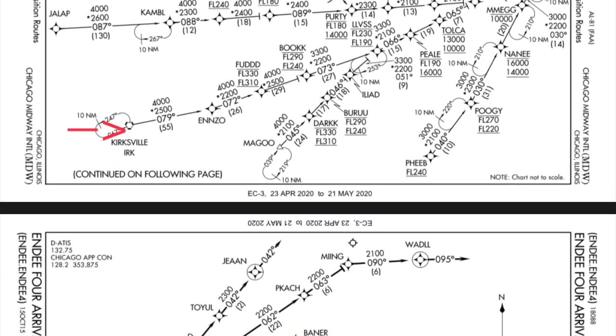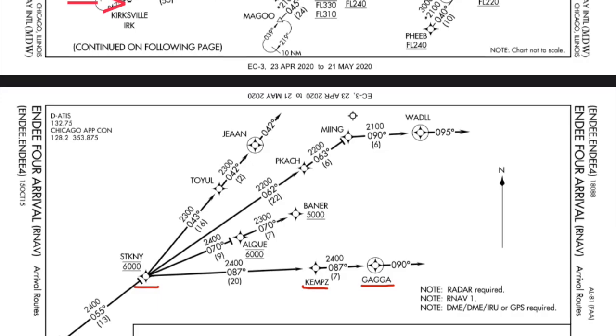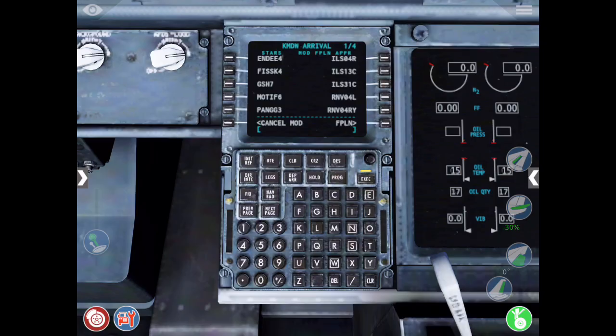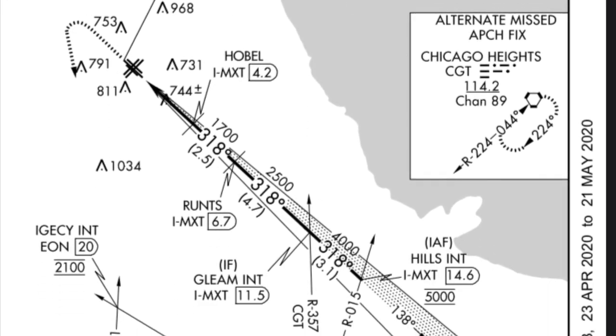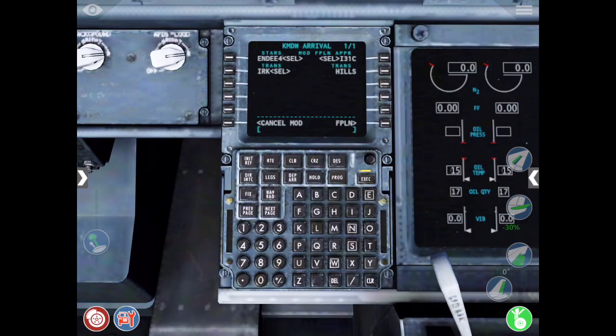We're going to be expecting to land on runway 31 center. After the star has been programmed, we will enter in our instrument approach. So we will be doing the ILS 31 center. Our transition will be Hills.